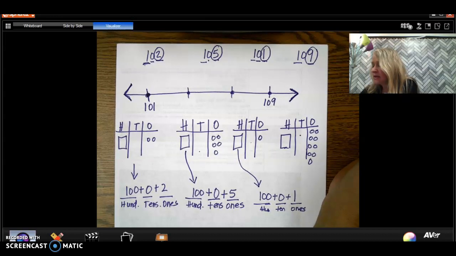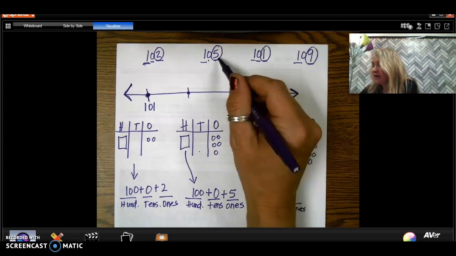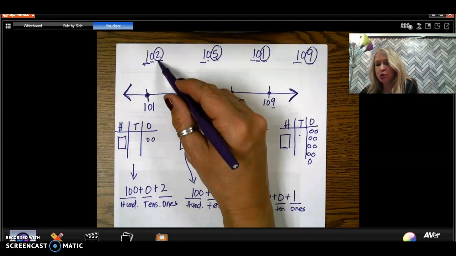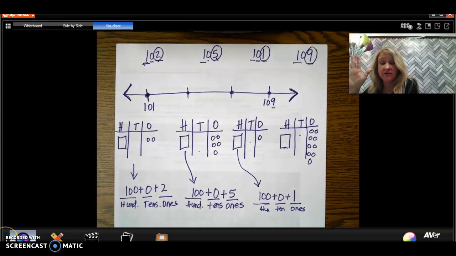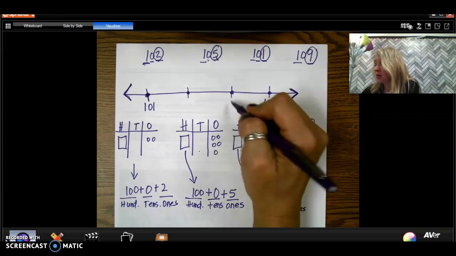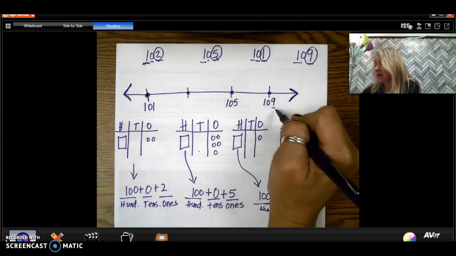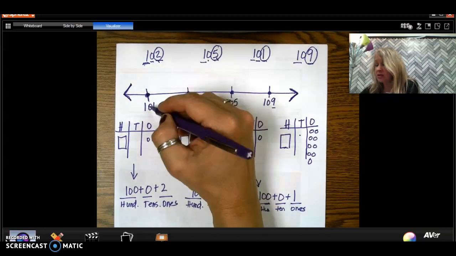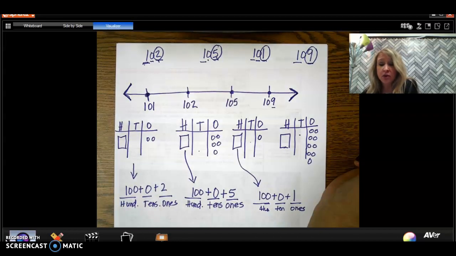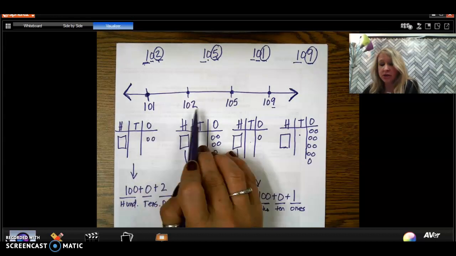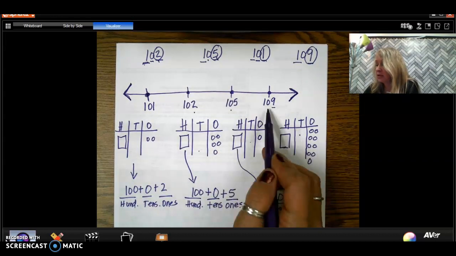Now, what number is going to be closer to 9? 5 or 2? Tricky, tricky. How many of you said 5? How many of you said 2? If you said 5, you were correct. 5 is closer to 9, and 2 is closer to 1, 102. So this would be the correct order for these four numbers: 101, 102, 105, 109.